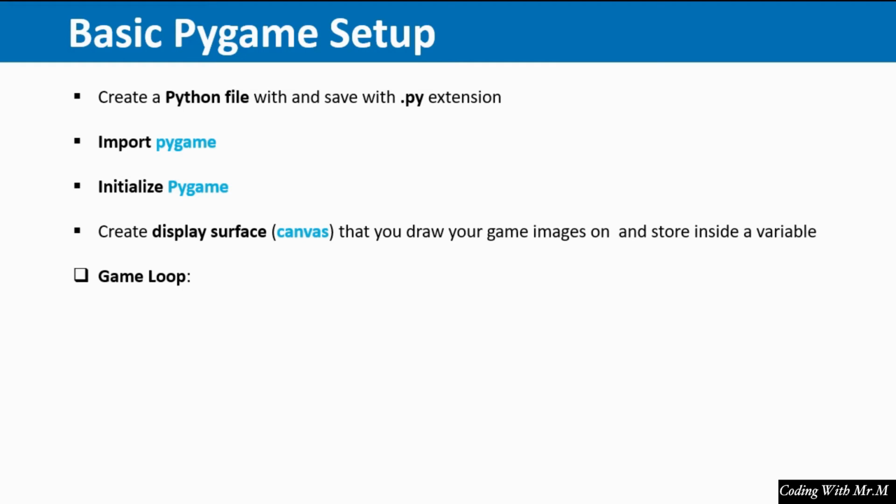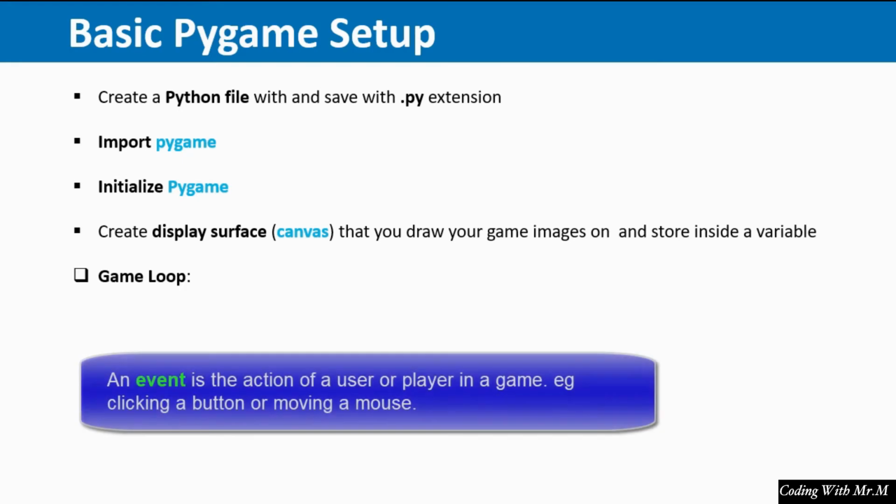So when you have an image on a canvas, each of those images will represent a frame. So with each frame, you have to update the canvas, and you do that inside the game loop. The game loop can also include a while loop or a for loop. It also includes events. An event basically is the action of a player within a game. For example, moving a mouse or clicking a button, that is regarded as an event.